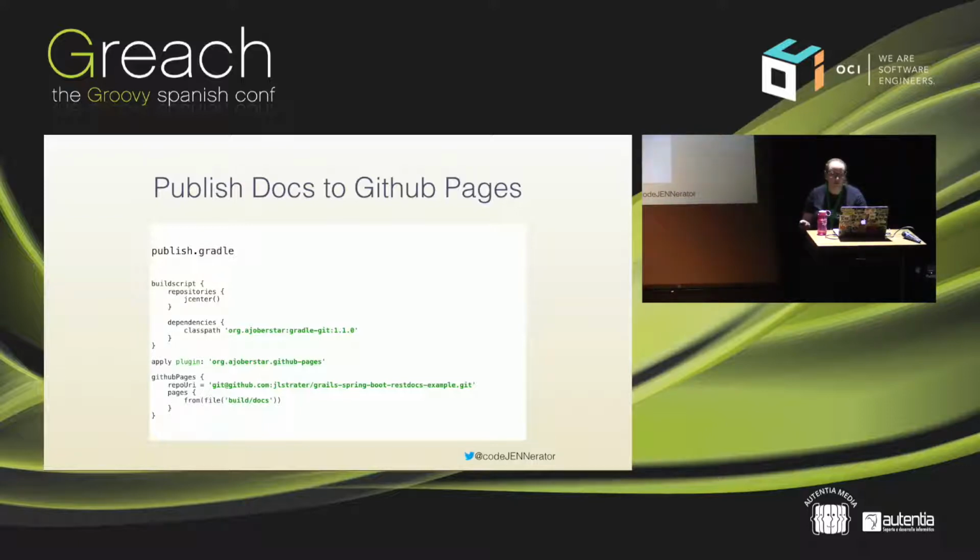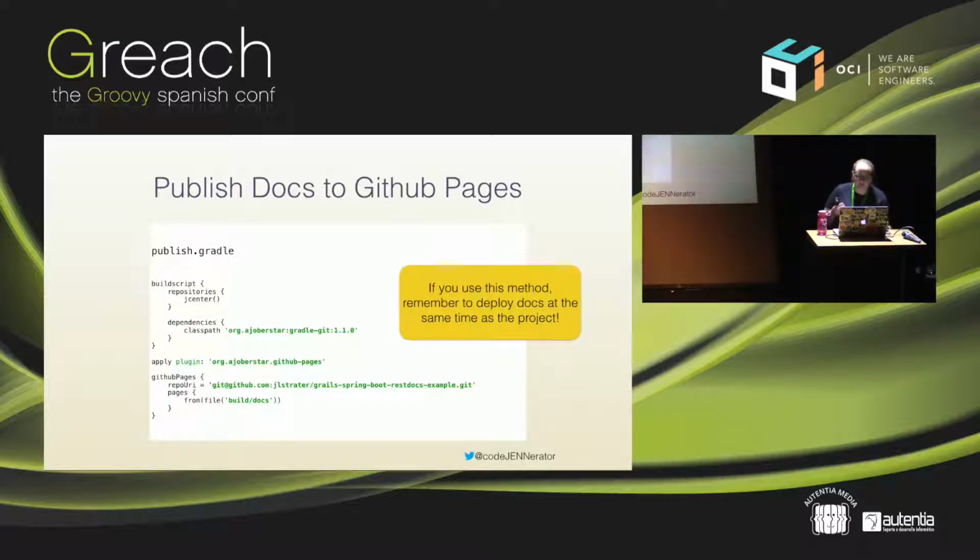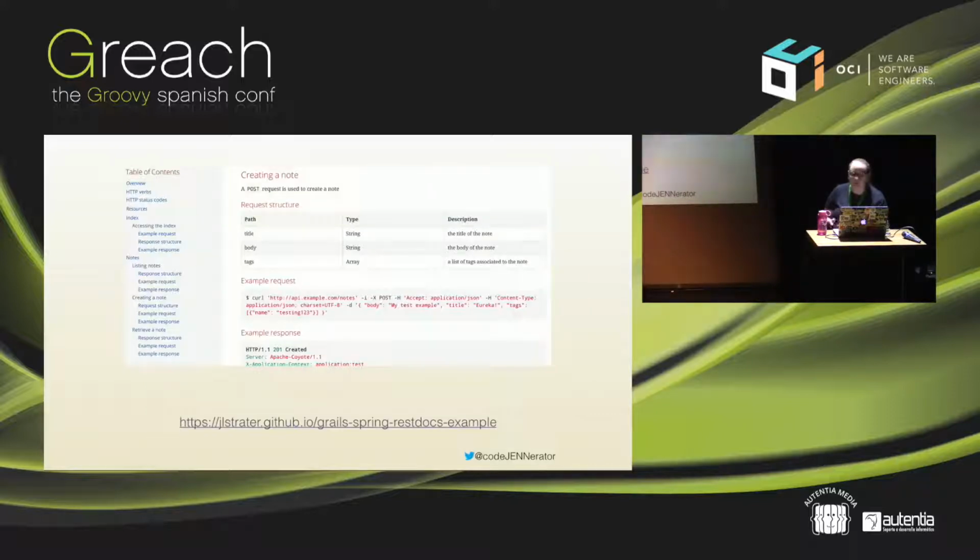Okay, so there's also a Gradle plugin to publish the docs, and that's how I used it to get to GitHub pages. This may be important for something like if you're doing a small API and you don't have views, like the Grails web profile. But if you're using this method, remember to deploy your docs at the same time, and you'll have to figure out that pipeline. So that is an example of how to run through there.